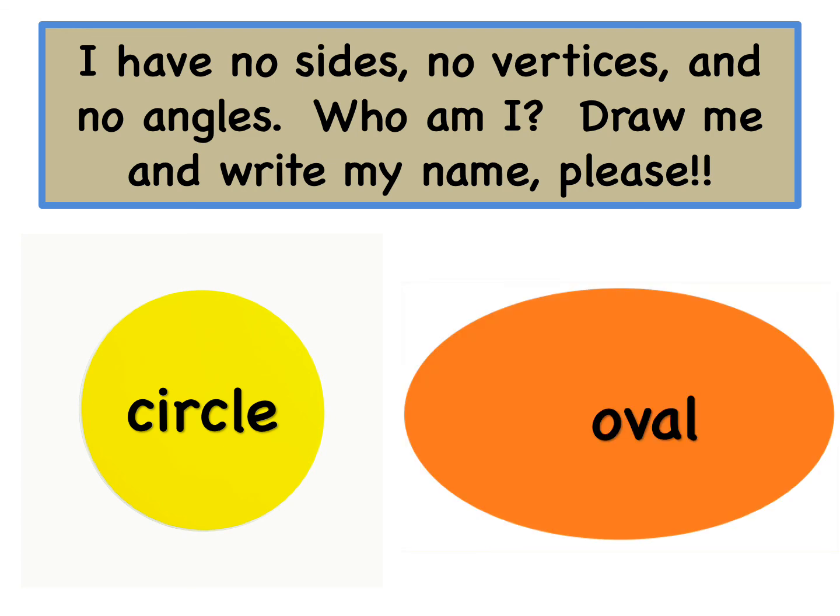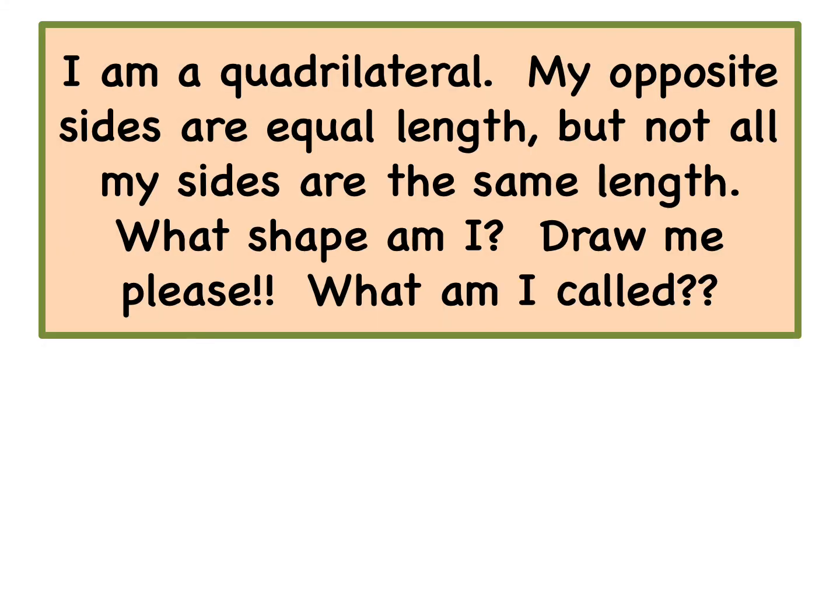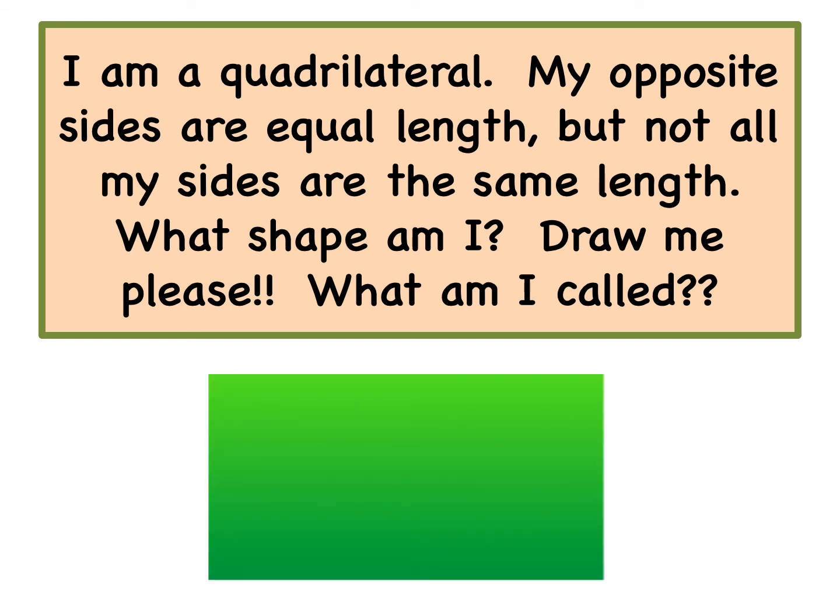Here comes our next one. I am a quadrilateral. My opposite sides are equal length, but not all my sides are the same length. So what shape am I? Draw me, and what am I called? A rectangle. Great job today, boys and girls.